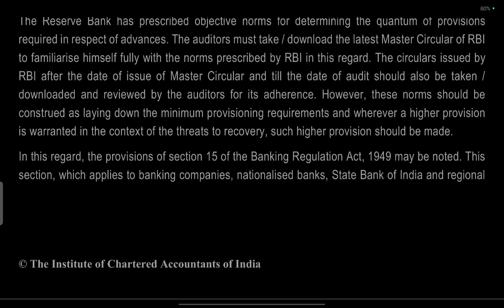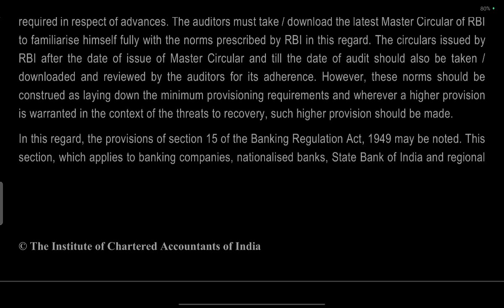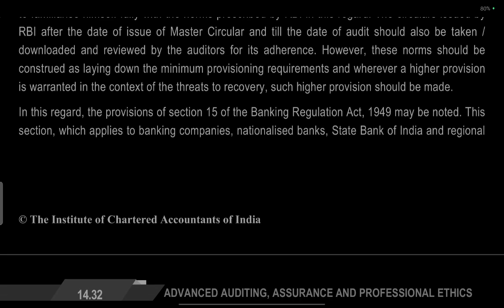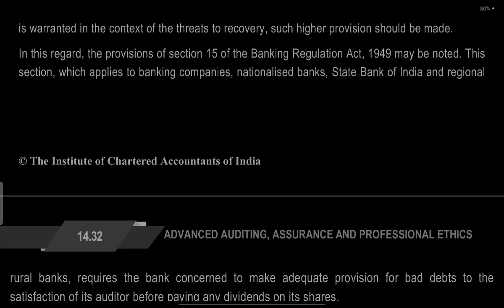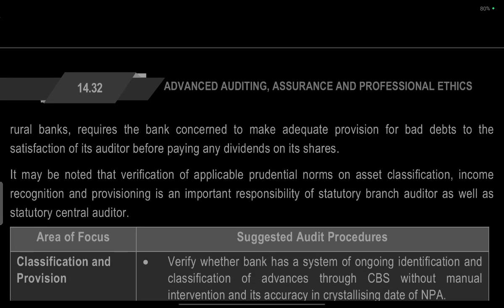However, the norms should be construed as laying down the minimum provision required, so where there is a threat to recovery, a higher provision should be made. In this regard, the provision of Section 15 of the Banking Regulation Act should be noted. The section requires banking companies, nationalized banks, State Bank and regional rural banks to make adequate provision for bad debts and satisfy the auditor before paying any dividends on shares.